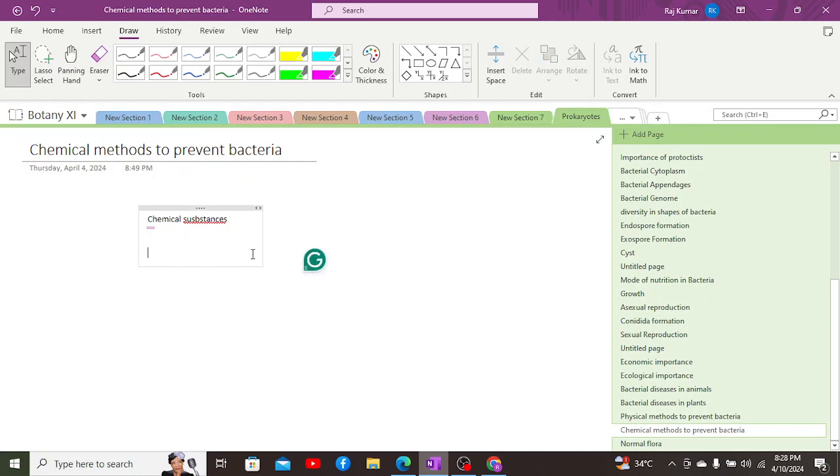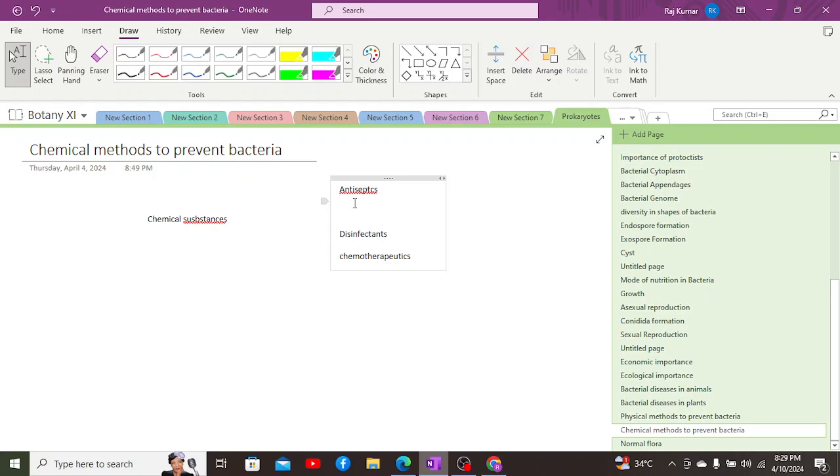In the chemical method, we are going to utilize three major categories, among which number one involves antiseptics, which we have heard of. The second is disinfectants. The third is antibiotics, or we can better use the word chemotherapeutics. Chemotherapeutics, right?